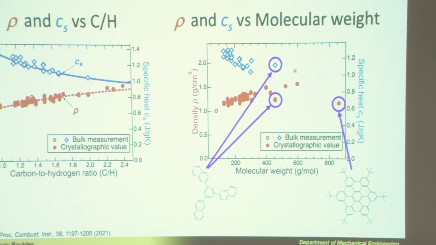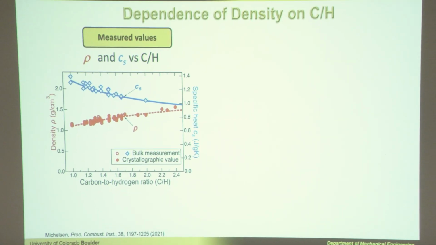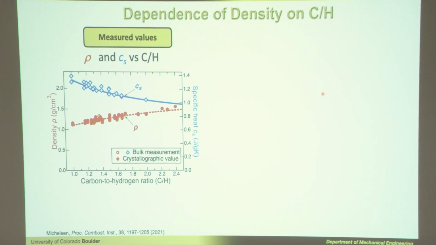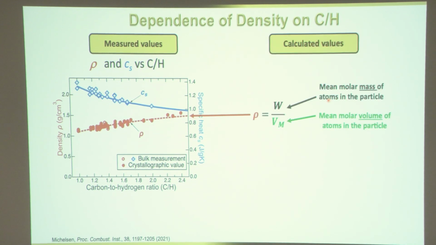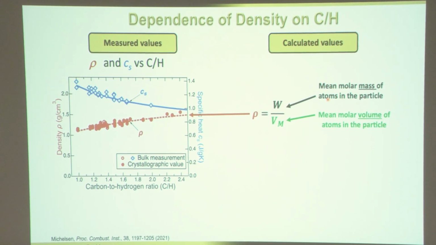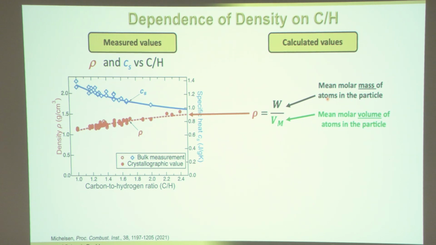So what I did, we have our measured values as the points, and I made a little model for the density. And it was really, really simple. It was just the molecular weight divided by the mean molar volume. The mean molar volume is, you take all the atoms in your solid, and what is the average volume per atom.